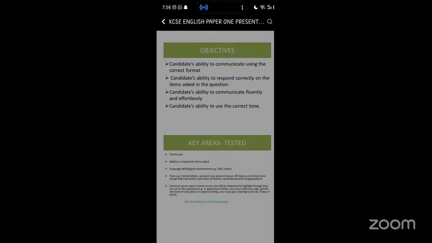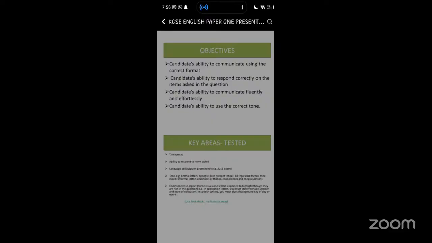So the examiner is checking, do you know the format of that functional writing, the particular functional writing that you're dealing with? For example, if you're doing a letter, do you know the format for the letter? Hii kitu iko like a shell, like hii ni nyumba, the house of the writing. Hii iko standard, haibadiliki. The content huko ndani inabadilika.